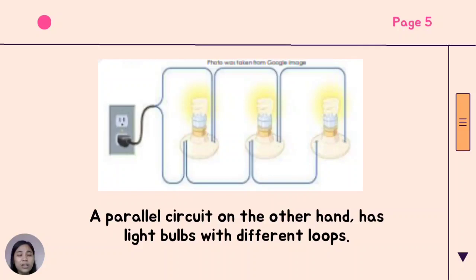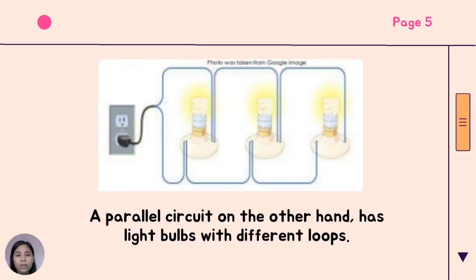A parallel circuit, on the other hand, has light bulbs with different loops. Thus, each bulb is a part of a different circuit. When one bulb is loosened, taken, or burned out, the other bulbs still light up. This is because each bulb has its own pathway. A break in one pathway does not make all the lights go out because electricity can still flow through the other pathways. What kind of circuit do you have at home?